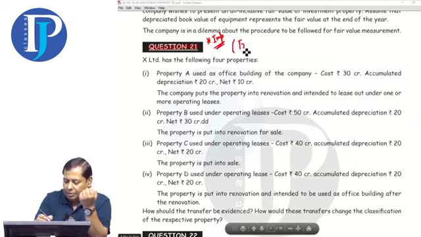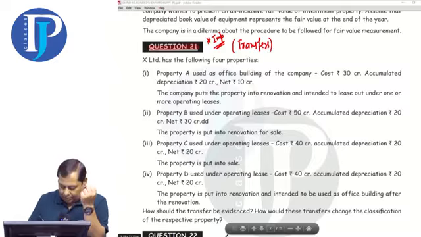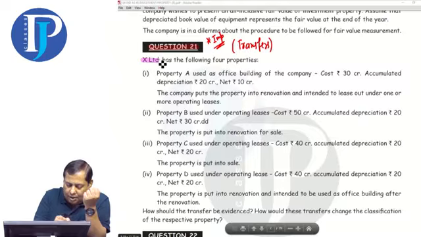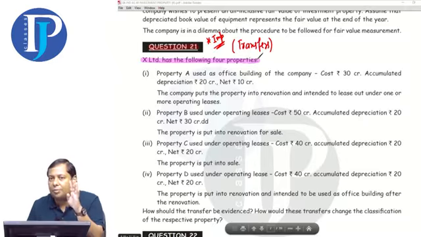Write transfer in brackets next to it. This question is on transfers. I will start reading this for you. The X Limited company has the following 4 properties. How many properties do they have? 4. They have 4 properties.